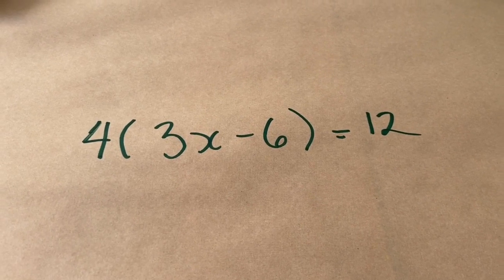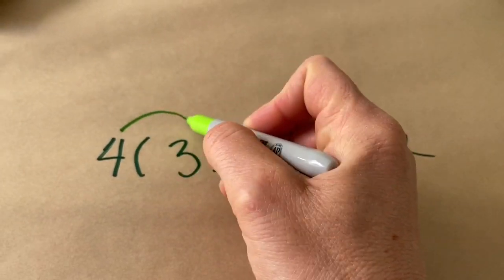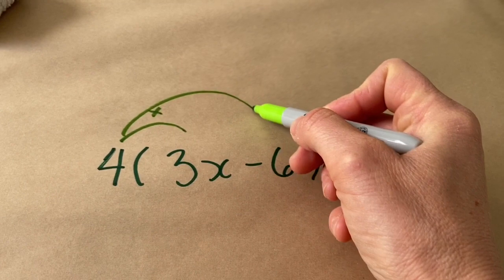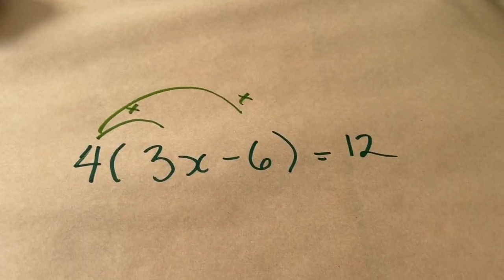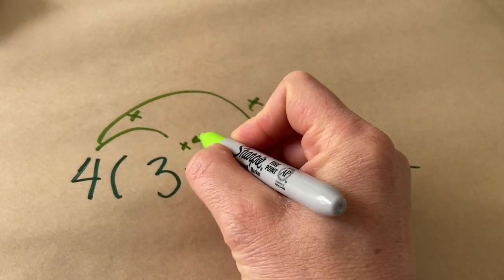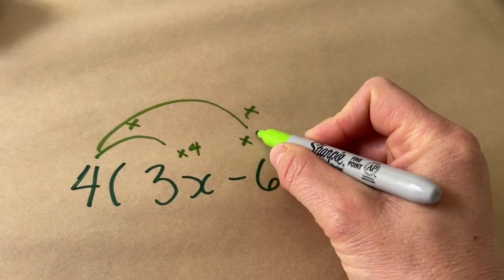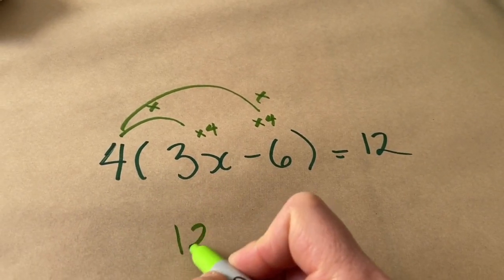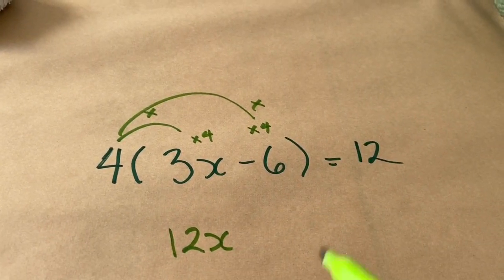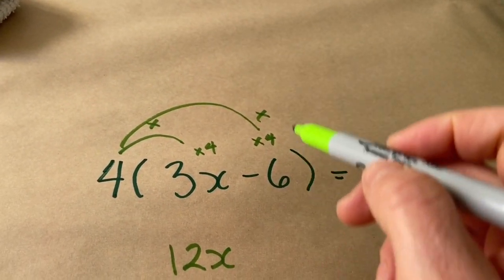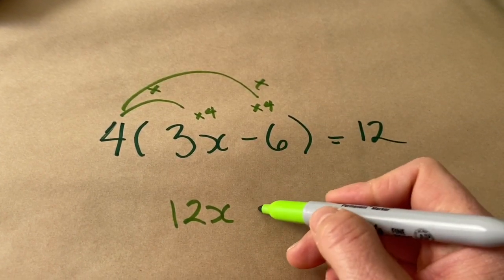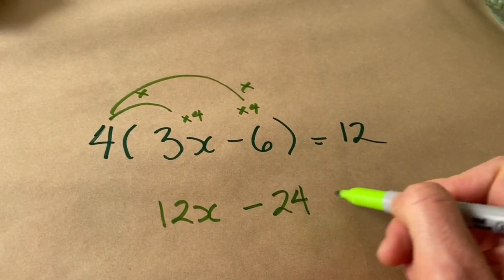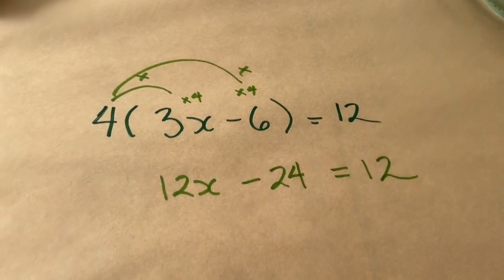Here's my question, and I want to multiply both things by 4. So I multiply my 3x by 4. I'm multiplying my 6 by 4. So I've got 3x times 4 is equal to 12x. Now don't make a silly mistake here. It's not 4 times 6, it's 4 times negative 6. So that means it's actually 12x minus 24 is equal to 12.